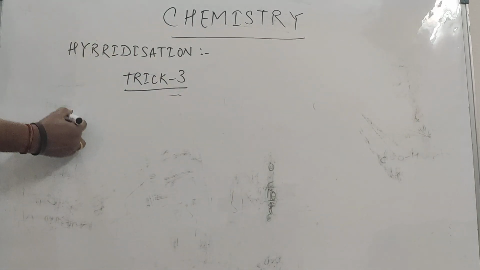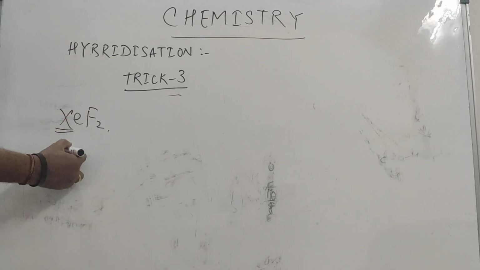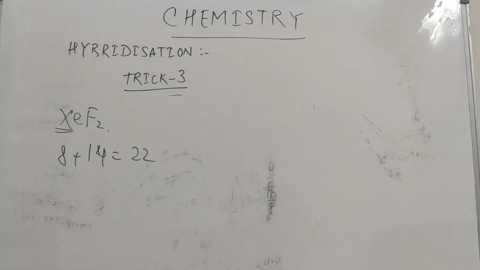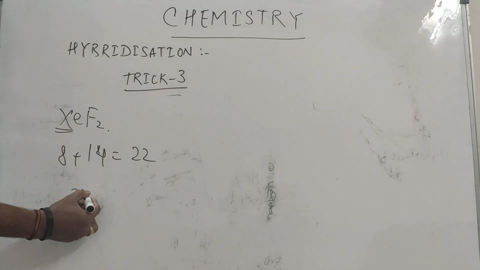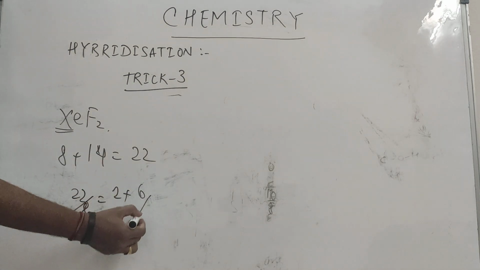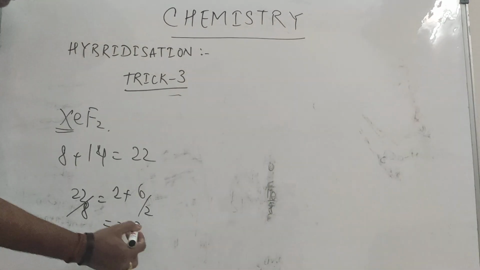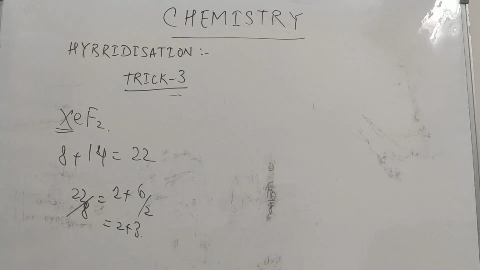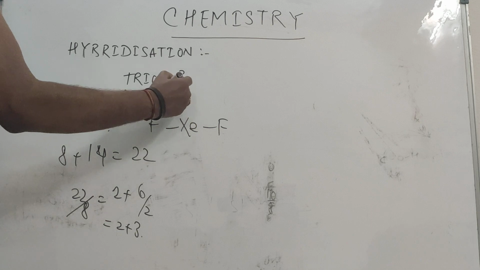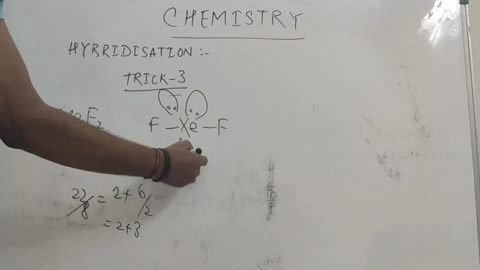If we see XeF2, xenon is 8 and fluorine is 7, 2 sevens are 14. So 14 plus 8 is 22. If we divide 22 by 8, it will be 2. 8 twos are 16, 6 will be the remainder, that will be divided by 2. So it will be 2 plus 3. So the hybridization is sp3d, and the shape of the molecule is linear because it has 2 bond pairs and 3 lone pairs. The shape of the molecule is linear with 3 lone pairs and 1 bond pair.